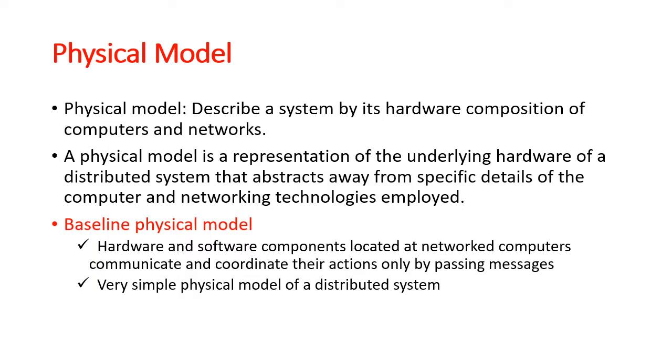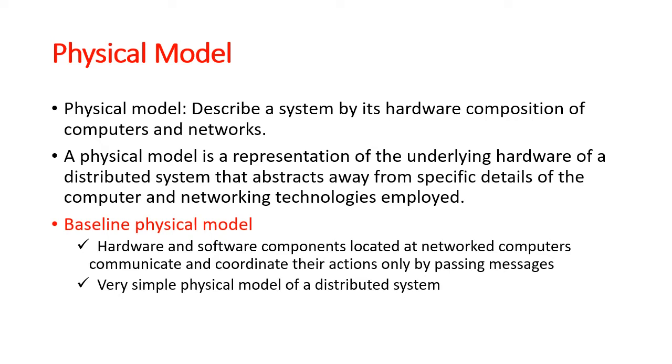Physical model, it is describing a system by its hardware composition of computers and networks. A physical model is a representation of the underlying hardware of a distributed system that abstracts away from specific details of the computer and the networking technologies involved. So basically this model is concentrating on the hardware part. What is the type of hardware and what is the number of hardwares involved, how they are connected, all that details will be explained by the physical models.